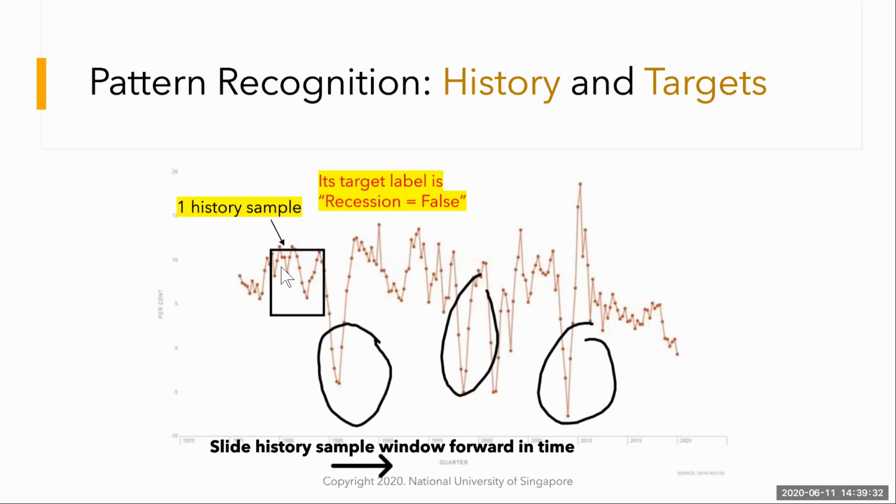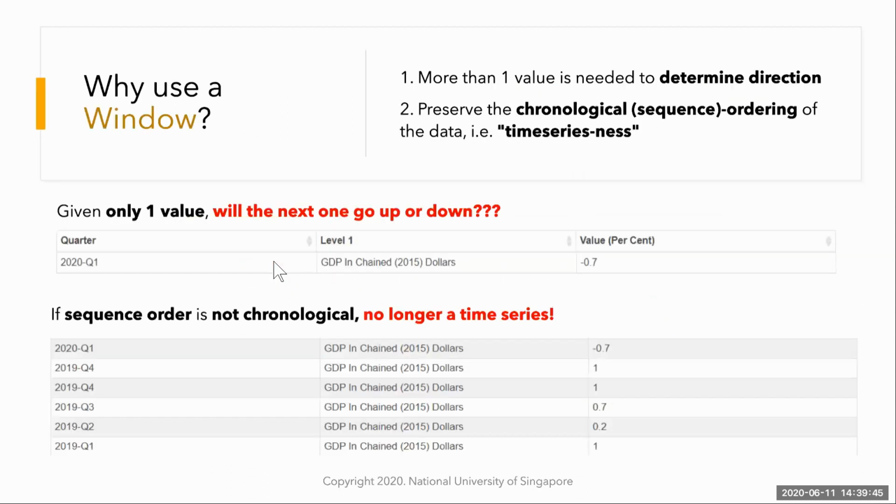So we use windows to look at the snapshot, because we can't do the whole thing at once, and we can't do individual points. It will be hard to see. Which takes me to my next point. Why use a window? This slide is very busy.